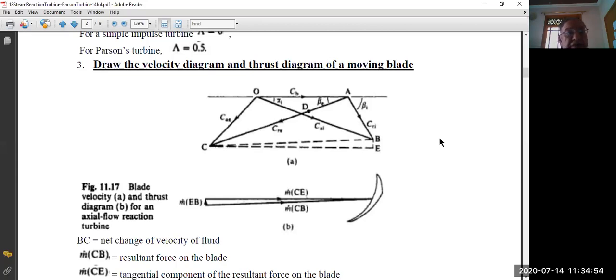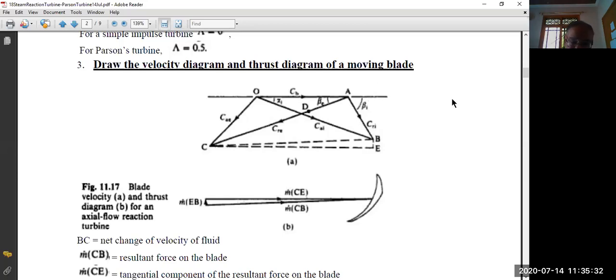Now, blade velocity and thrust diagram. This is part A of the diagram, and in part B it is shown for an axial flow reaction turbine. You can see triangle OAB is the velocity triangle at the inlet to the moving blade, and OAC is the velocity triangle at the outlet. Angle beta 1 is the angle the relative velocity makes with the tangential direction, which is the CB direction. CB is the blade velocity.